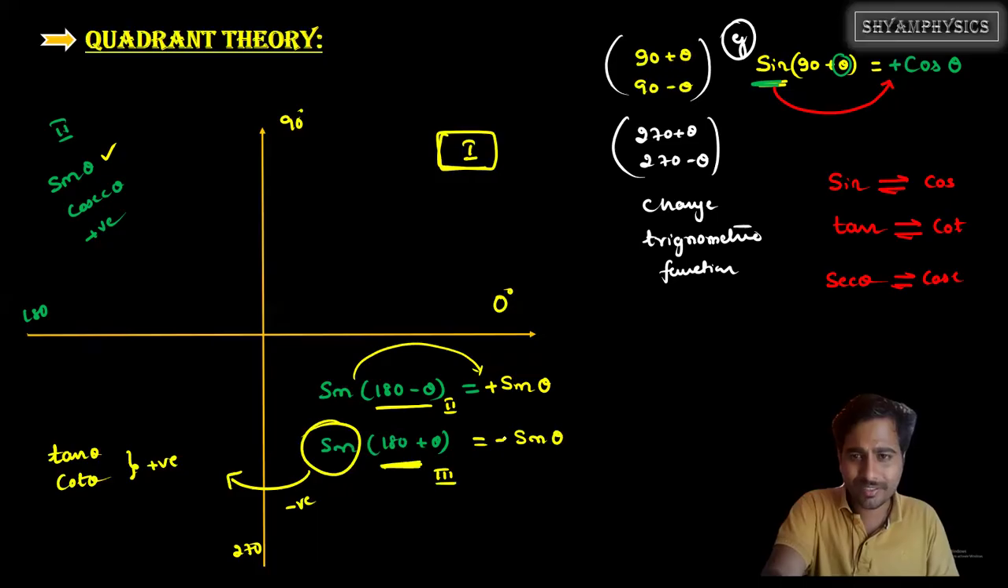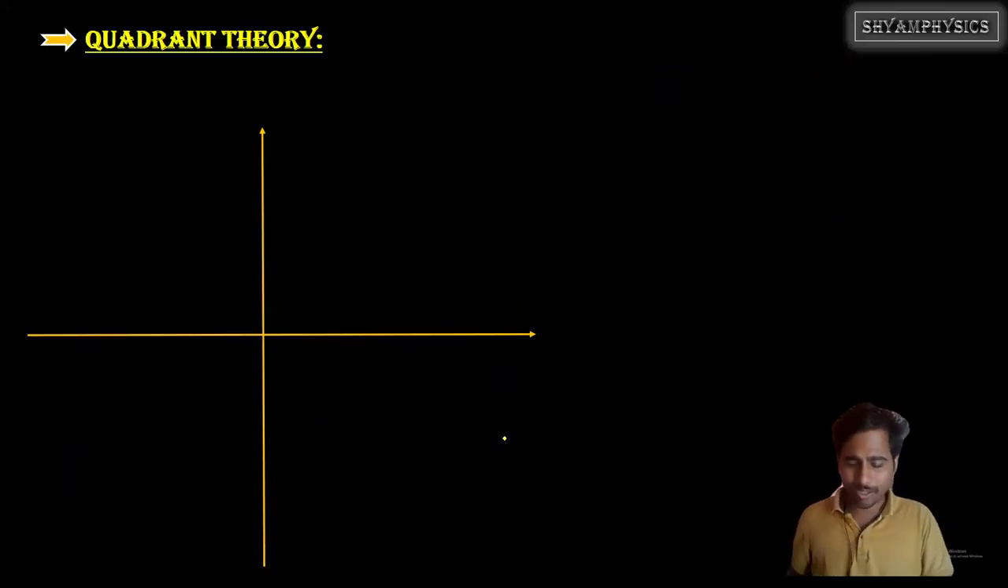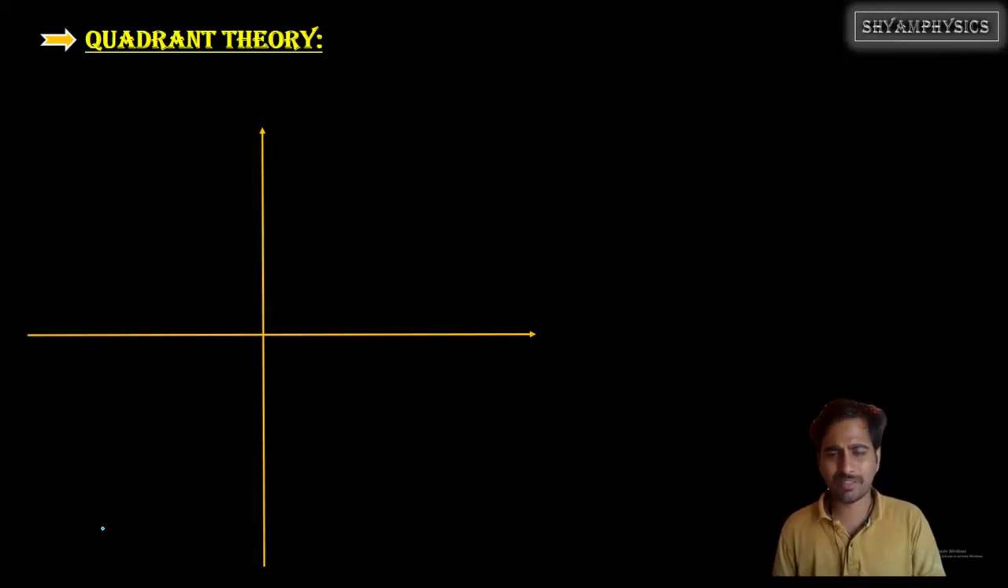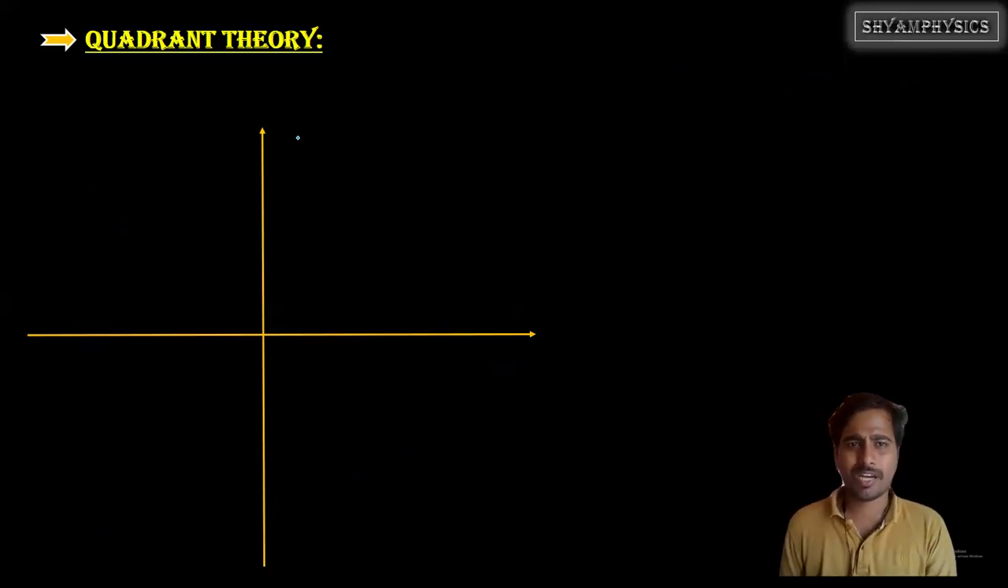Clear my point? In a simple way, we'll write all the things that I have told here, right? We'll write one by one. You'll understand. Okay, now first we'll go for the first quadrant. First quadrant answers we'll write here.